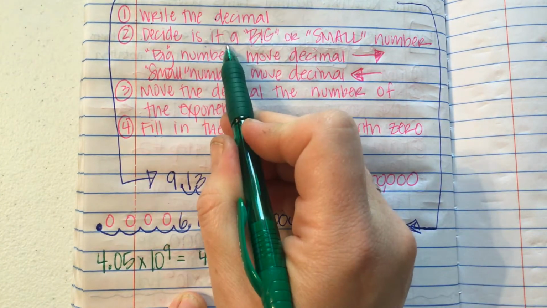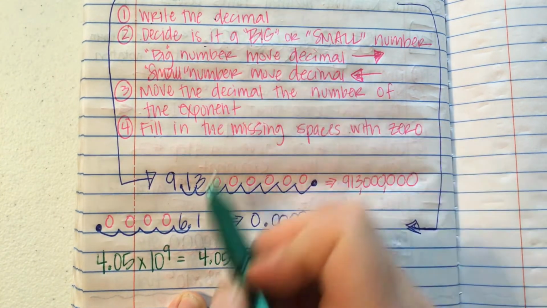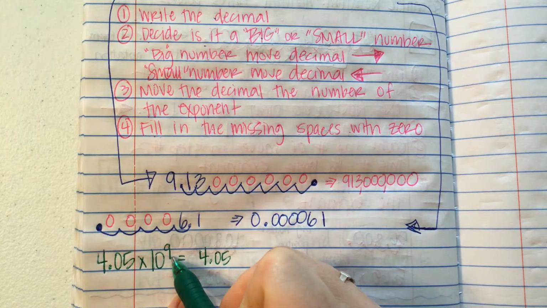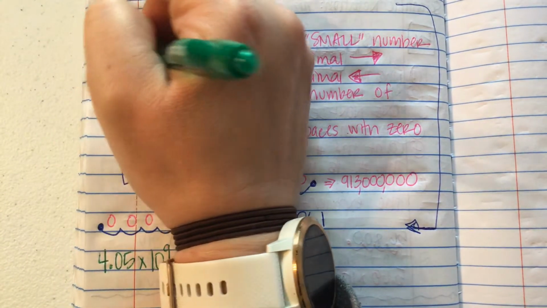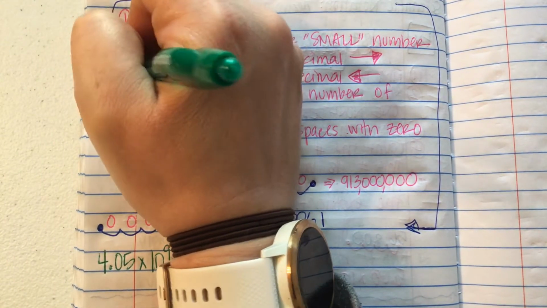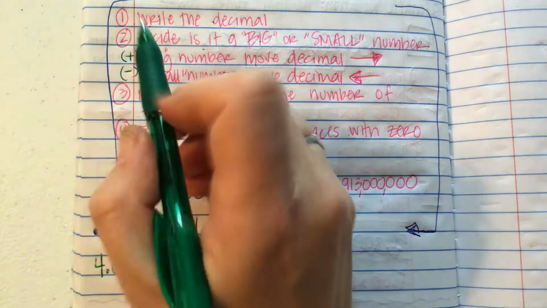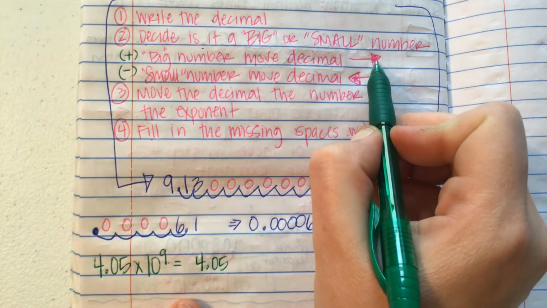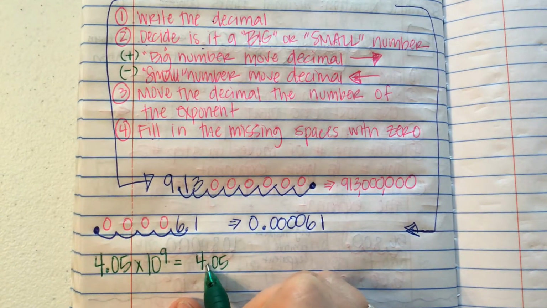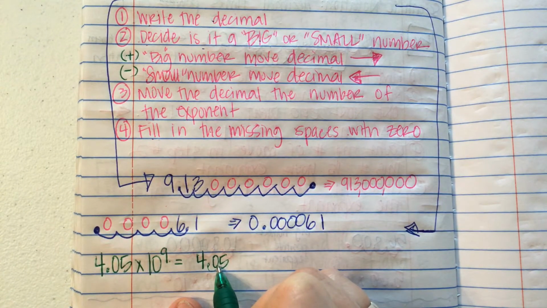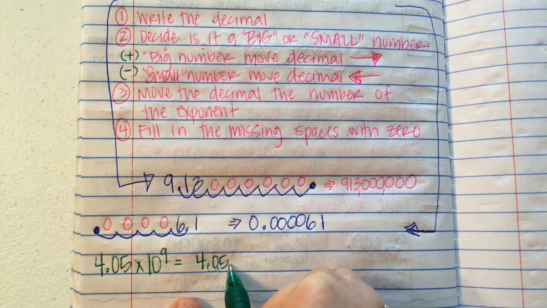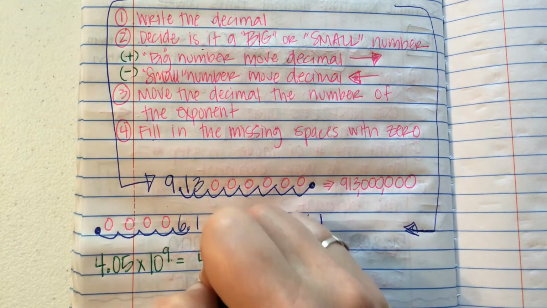Step number 2, decide, is it big or is it small? Well, I have a positive exponent, so that means it's going to be big. Let's put a positive here and a negative here to kind of help us remember. A big number, I move my decimal to the right. It's getting bigger. It's getting larger. If I move my decimal here, it becomes 40.5. If I move it here, it becomes 405. Right? It's getting larger that way. So I'm going to move my decimal 9 times.